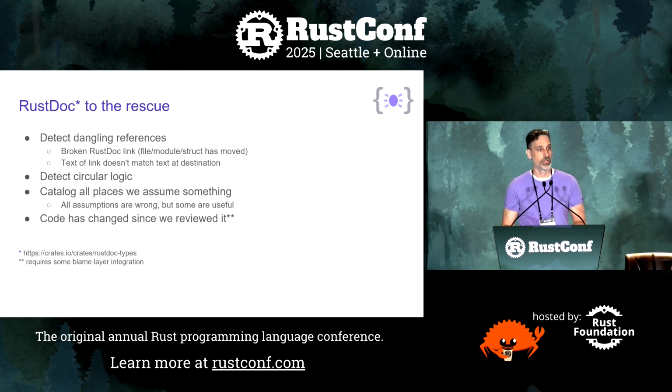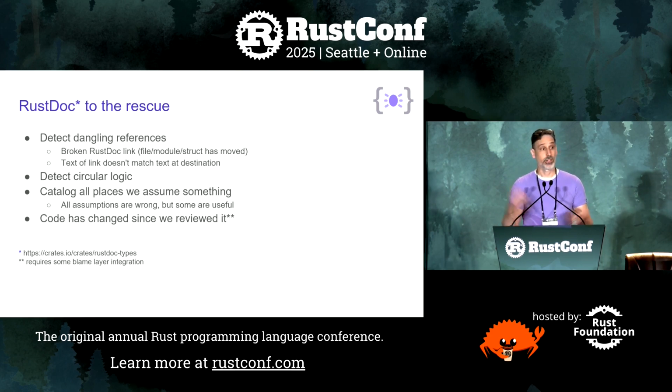So what are some of the things that we can do? We can detect dangling references. We can notice that when something that a function is relying on has moved, been renamed, or been deleted, we can detect that it no longer exists. Also, if the text of the link itself does not match the text at the destination, that means that the function that we're depending on maybe doesn't do the thing that we think that it does anymore. And that could represent unsoundness in our logic.